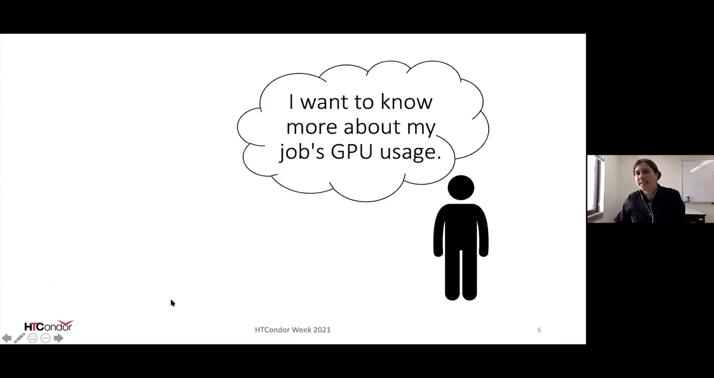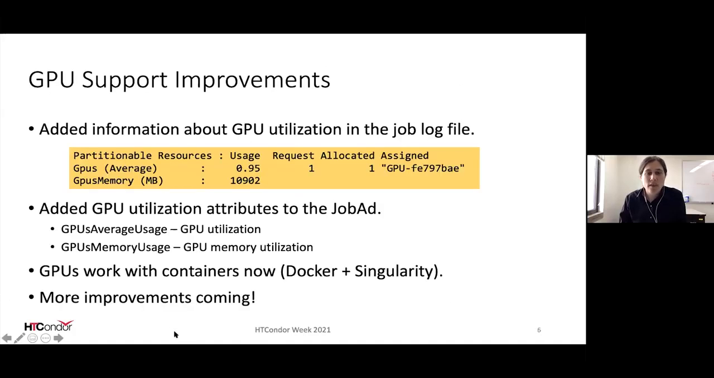Our next case is if you're a person who uses GPUs and wants to know a little bit more about what's happening on the GPU behind the scenes. The job log file now includes GPU utilization information along with the CPU, memory, and disk that have always been there. This information is now also in the job ad, so it can be queried using condor_history and condor_q. GPUs, just as a side note, also work with containers. And there are more improvements coming in the future.